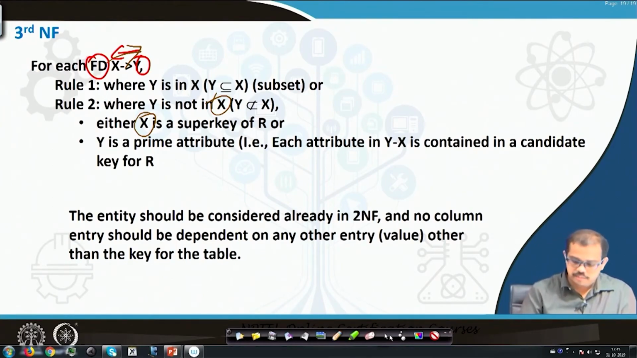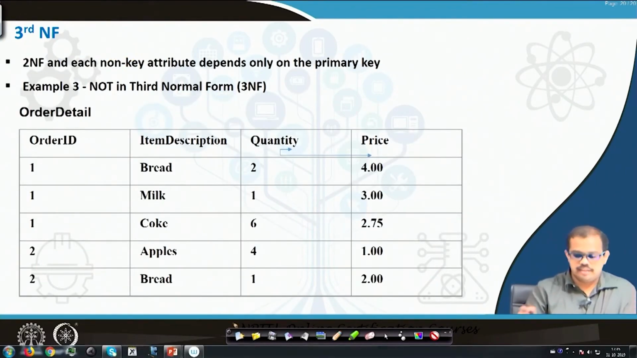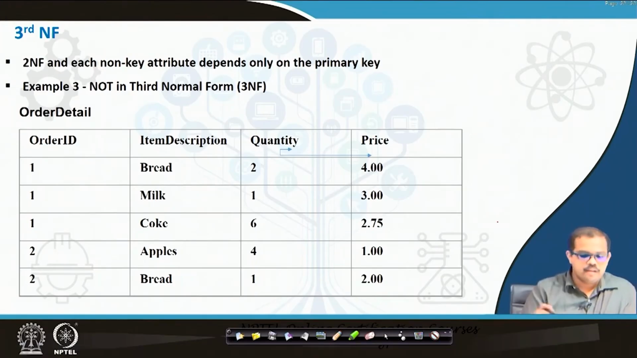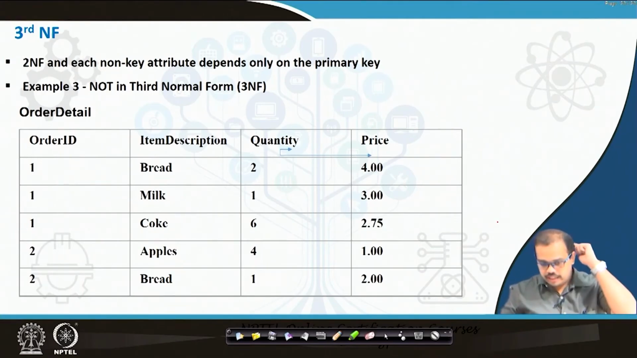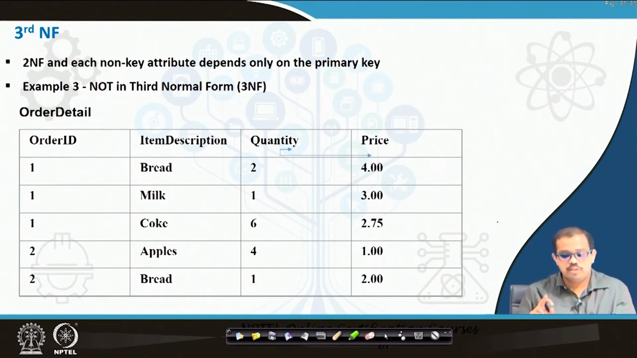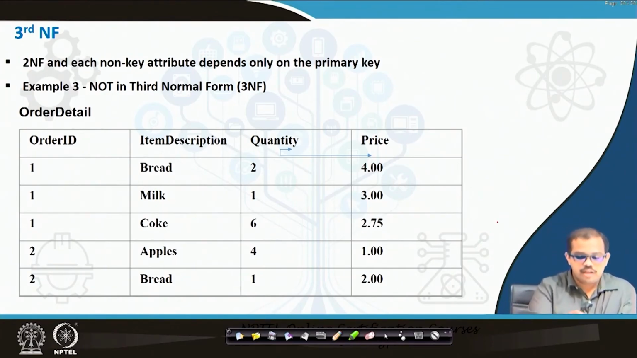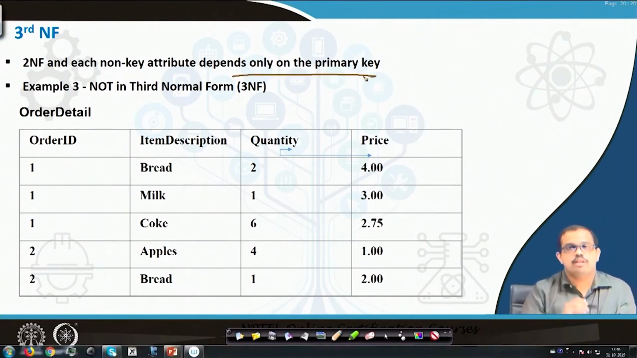So, let me explain it in a simpler way. If we are considering this example here, the first thing that we have to consider is that it has to be in the second normal form. When we look at this particular table, we can also see that every non-key attribute may not depend only on the primary key in this case. When you look at this particular order key, the third normal form says that it has to be dependent only on the primary key.